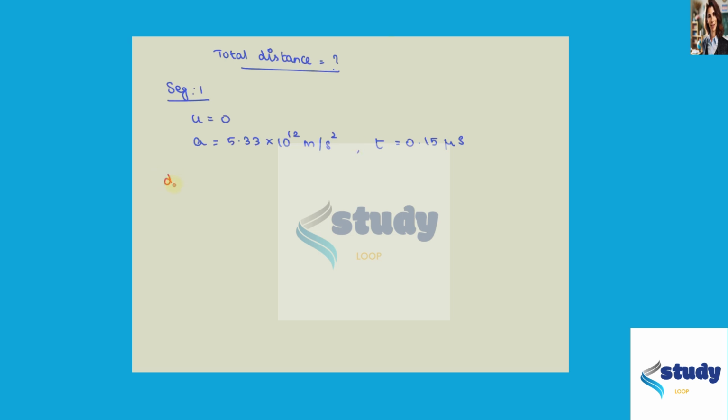So displacement during this segment, that is S1, let it be, is equal to ut plus half at squared. This is the kinematic equation I am using here. Since u is 0, the first term will be 0, and this is half into 5.33 multiplied by 10 power 12 into 0.15 into 10 power minus 6 to the whole square. As a result, the first displacement is 0.06 meter, or in terms of centimeter it is 6 centimeter.